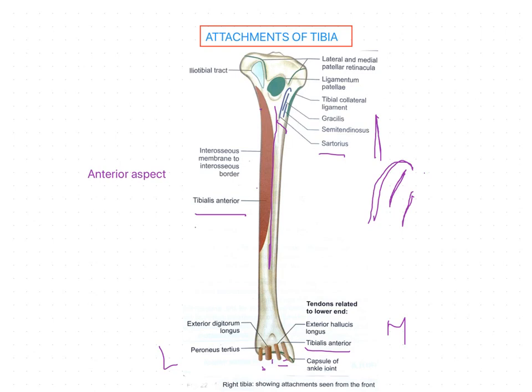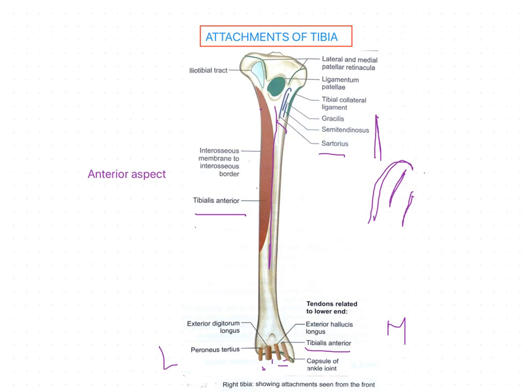What are the tendons which are related to the anterior aspect of the lower end of the tibia? One is the tendon of tibialis anterior, and then extensor hallucis longus, and then extensor digitorum longus, and peroneus tertius. So these are the 4 tendons crossing on the anterior aspect of the lower end of the tibia.